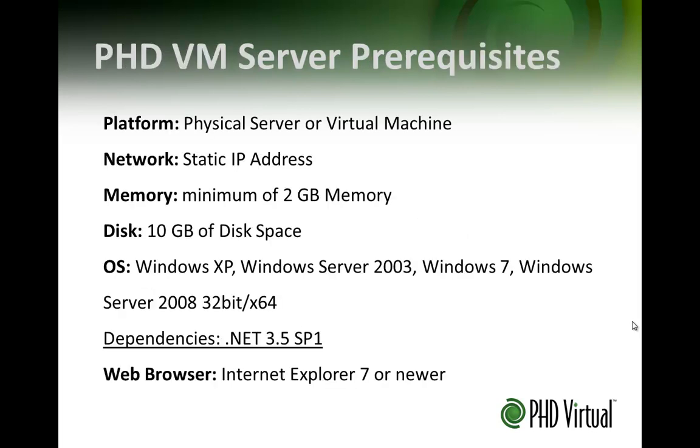In order to install the PhD Virtual Monitor software, we will require a Windows-based platform for the server software, which can be either a physical server or a virtual machine. We suggest you have at least 2 GB of RAM and 10 GB of drive space free prior to installation, and make sure .NET 3.5 SP1 is in place. To access the interface over the web, post-installation, you will need to have at least Internet Explorer 7 installed.